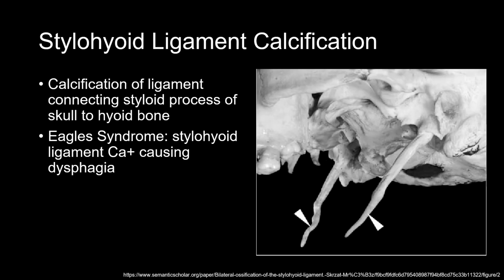Now we'll discuss some abnormalities. First, we'll discuss stylohyoid ligament calcification. It is calcification of the stylohyoid ligament, or the ligament connecting the styloid process to the hyoid bone of the skull. Eagle syndrome is a common syndrome resulting from this. As you can see here, these elongated projections would be our elongated styloids.